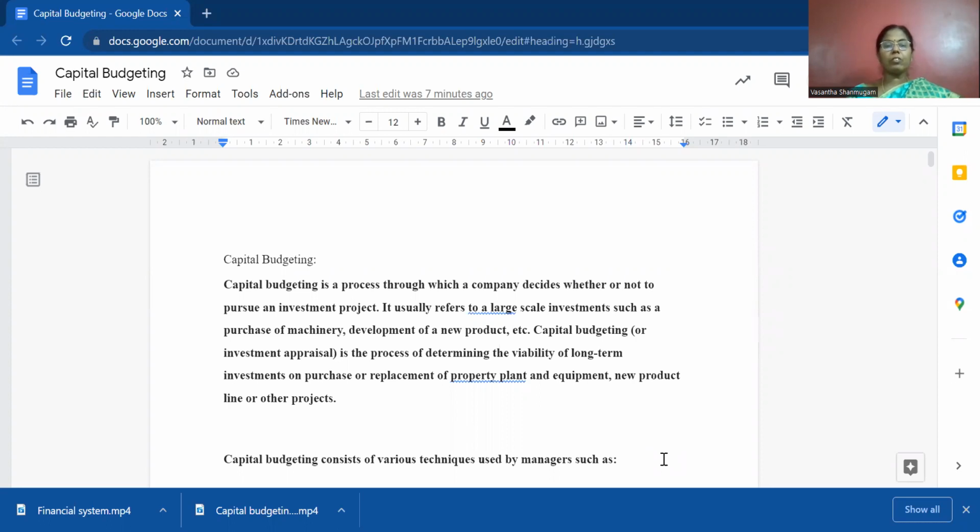Good morning, students. Today we will discuss the different techniques of capital budgeting and the various problems we have to do under these different techniques of capital budgeting.